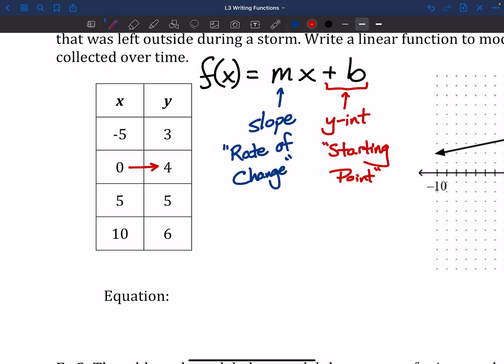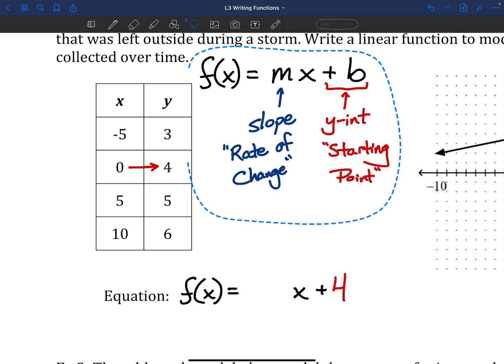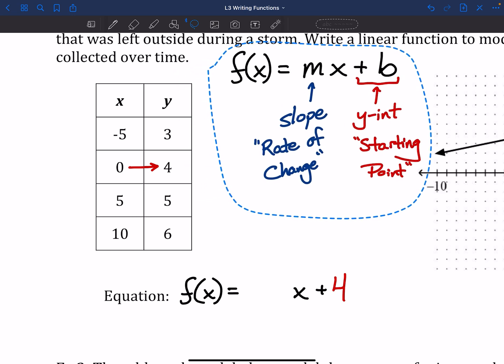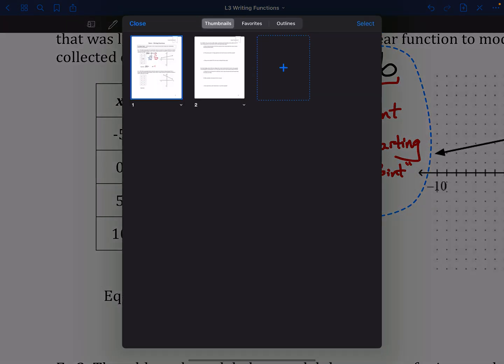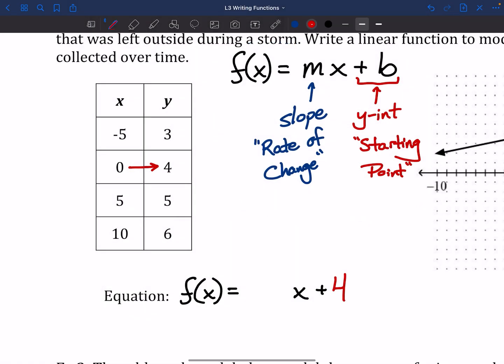If I was writing out this equation, I've got the f of x, I've got an equal sign. I don't know what m is yet, but I know I'm going to have an x, and then I'm going to have plus whatever the starting point was. Again, in this case, that turns out to be 4. As far as finding the slope goes, it's a little tricky to do on tables of values. So we're going to talk it through. This is hopefully something you've seen in the past, but if it's a little unfamiliar, that's okay. We're going to talk it through.